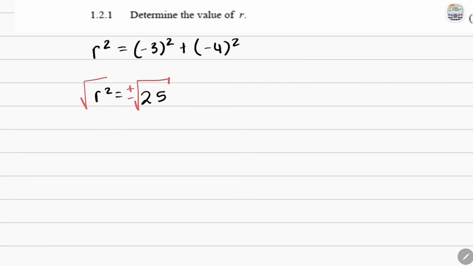But remember that r is a length, so it's just going to be positive. So r is equal to 5. The reason you consider the positive and negative is because r squared is equal to 25 is an equation, and you're asking yourself, what squared gives you 25? Well, 5 squared is equal to 25, but negative 5 squared is also equal to 25. So both answers should be considered, but then make your decision based on what you're trying to find. And that is our answer.